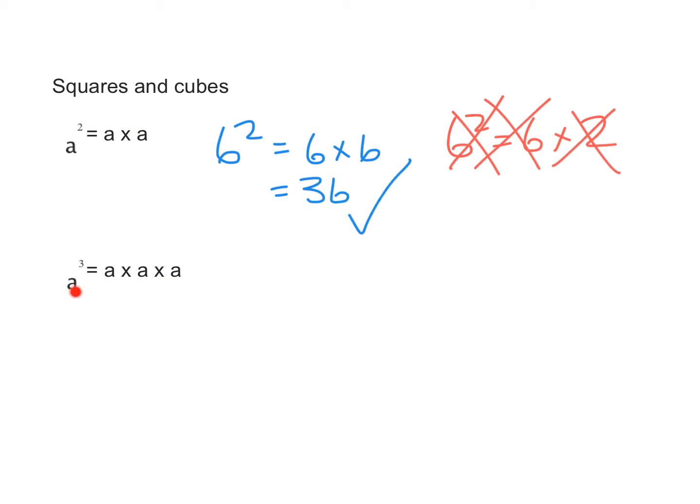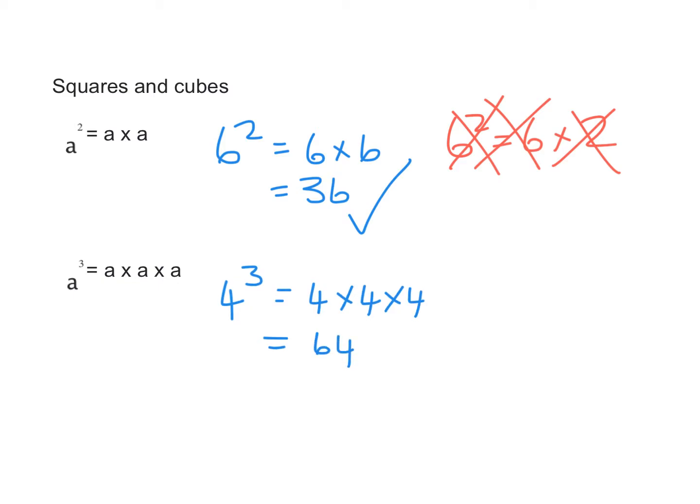Alright, and if we were doing a cubed, it would be a times a times a. So let's put that into an example. What is 4 cubed? 4 cubed is 4 times 4 times 4. So 4 4s are 16, times another 4 gives me 64.